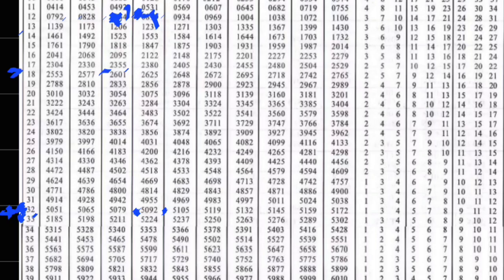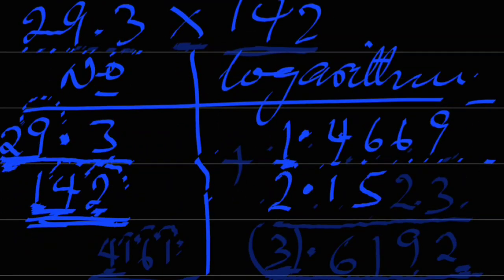Then you will come and write your 1523. Yes, we have gotten these numbers. Now remaining is either addition or subtraction. What we are going to do here is addition. We are going to add the 2 logarithms.